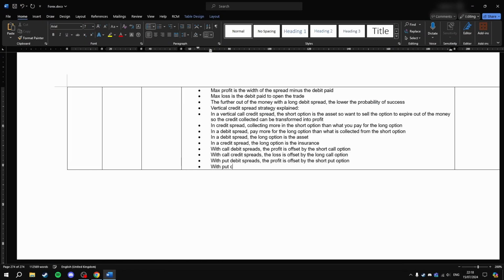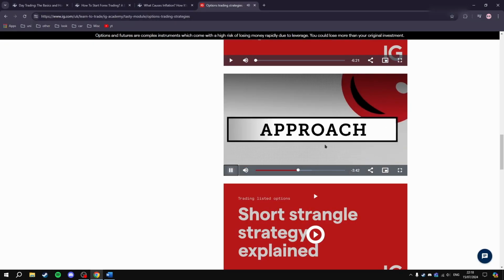With put credit spreads, my loss is offset by my long put option.